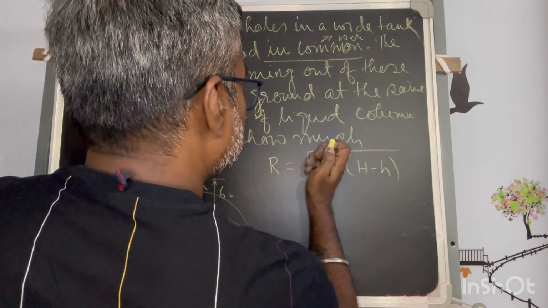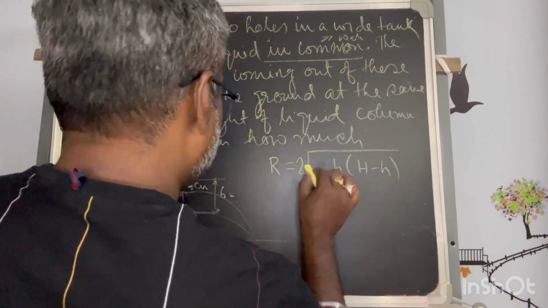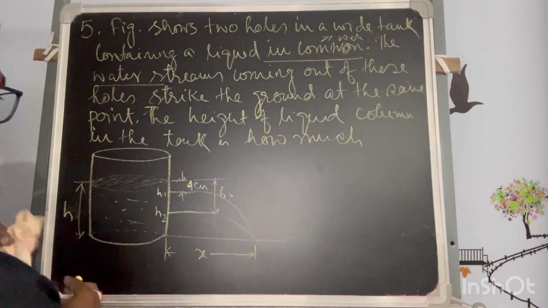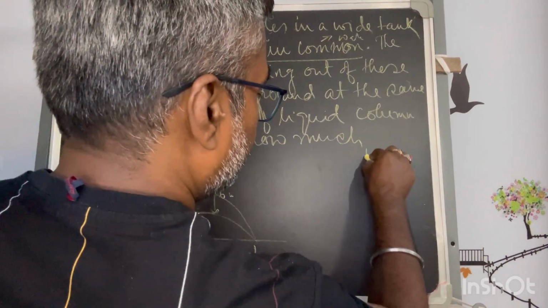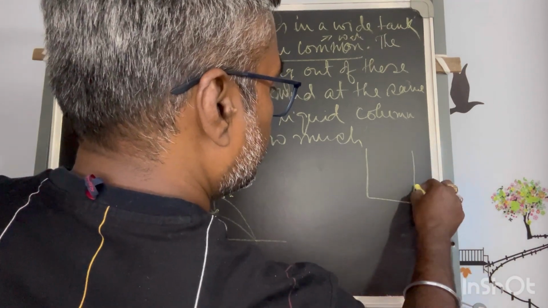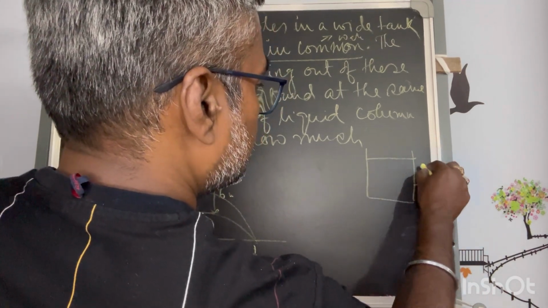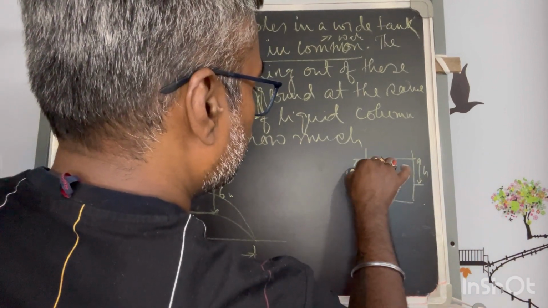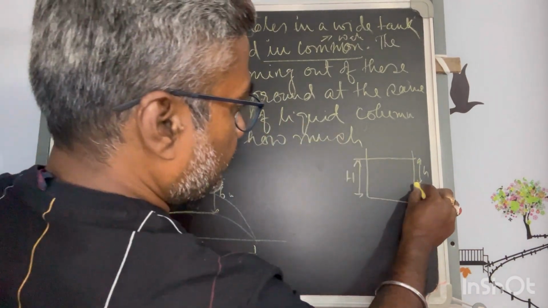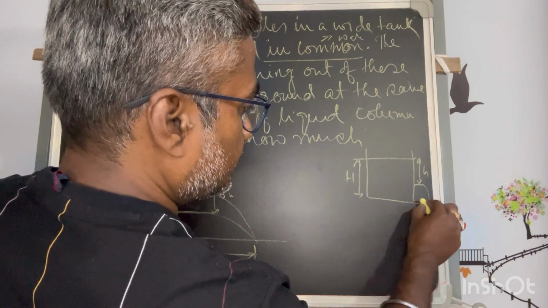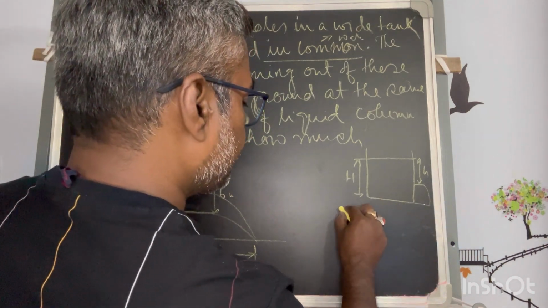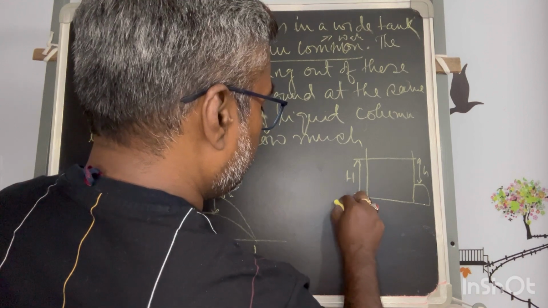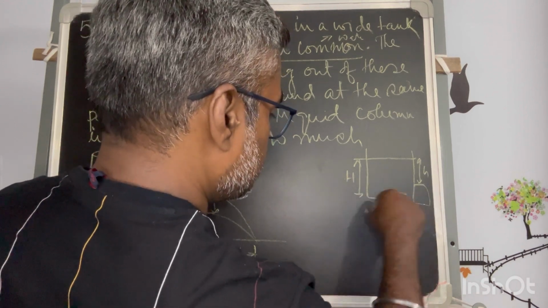Okay, so let me go theoretically, I will not put the value directly. What if I take any height? This is the height of the hole, h, and this is the height of the water column. This is a free flow, from here it is flowing out. So what is the range? We use s, the height.